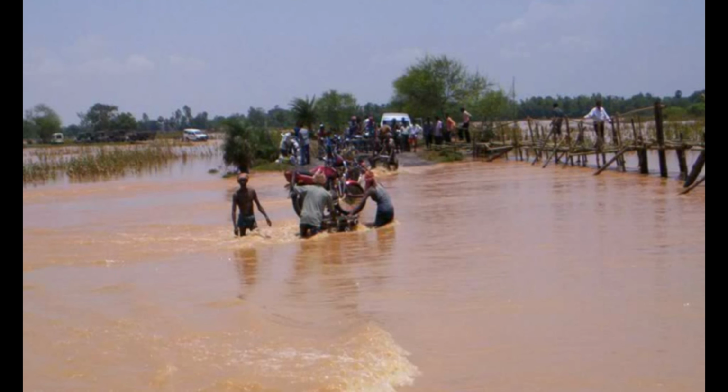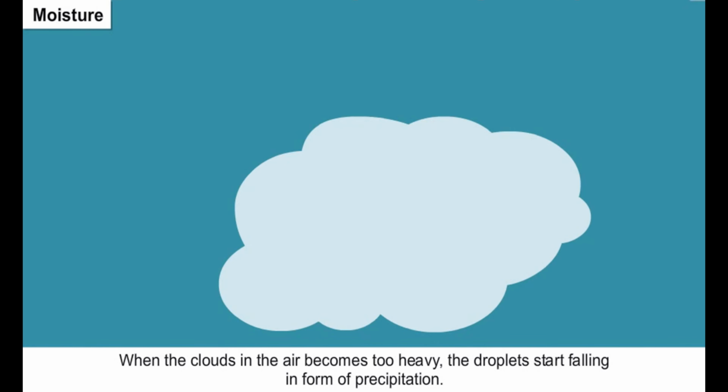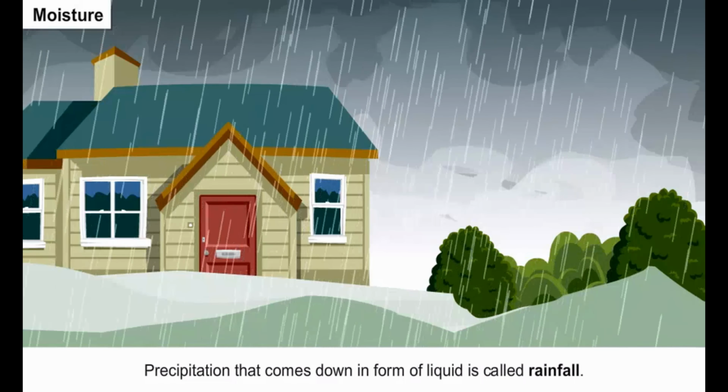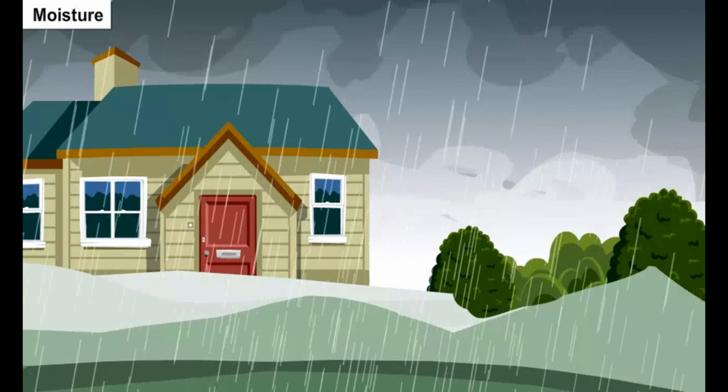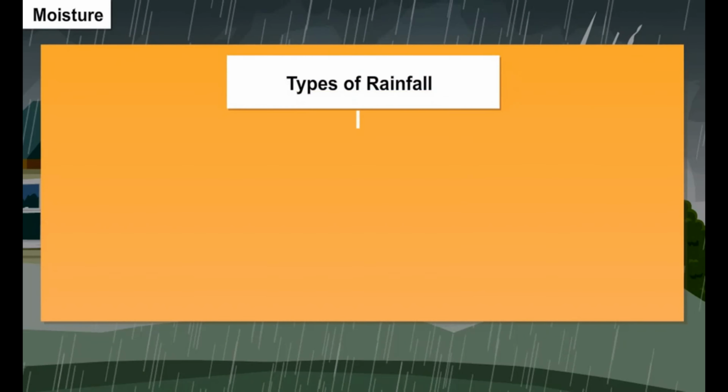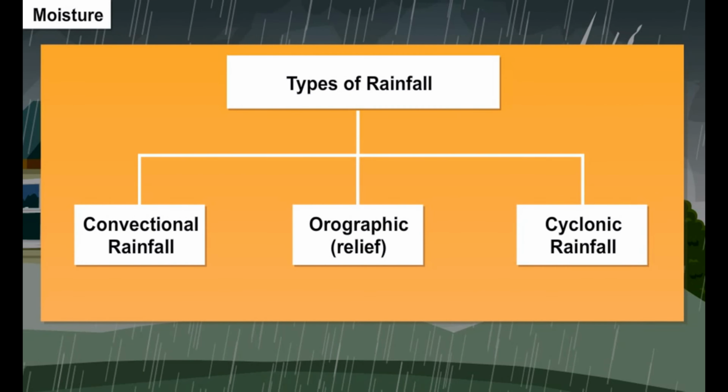As the water vapor rises, it condenses to form droplets of water. These combine with dust, etc. to form clouds. When the clouds in the air become too heavy, the droplets start falling in the form of precipitation. Precipitation that comes down in the form of liquid is called rainfall. Depending upon mechanism, rainfall is of three types: convectional, orographic or relief, and cyclonic.